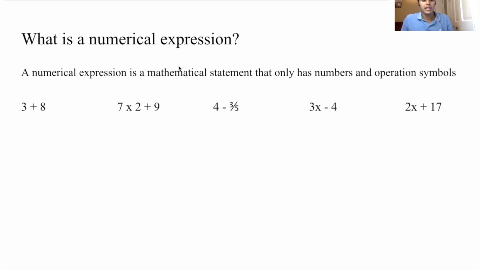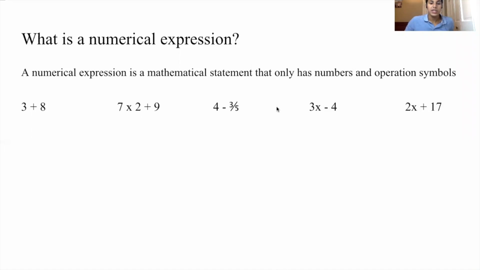Now, the reason why is because if we look at their definition, all of these are mathematical statements, which means that there's math going on in them, but they only have numbers and operation symbols. In the first one, we have the number 3 and 8, and our operation symbol means we're just doing something to those 3 and the 8, which is adding them with a plus. In the second one, we're multiplying 7 and 2 and adding 9. In the third, we're subtracting 3/5 from 4. In the fourth, we're multiplying 3 and x and then subtracting 4. And in the fifth, we're multiplying 2 and x and plus 17.